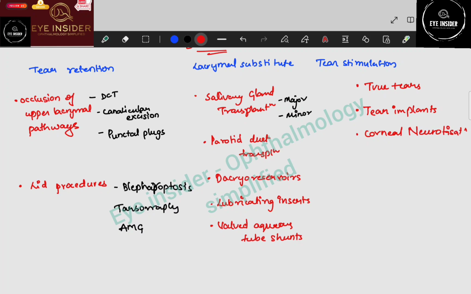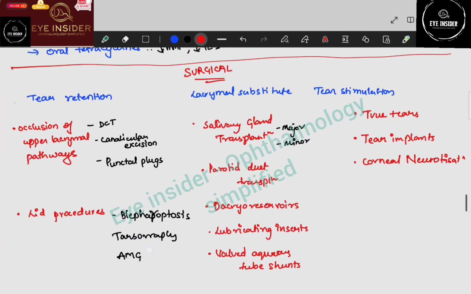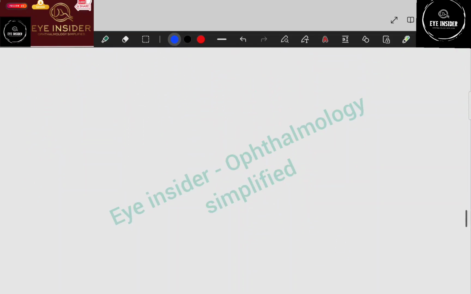In tear stimulation, we have TrueTear. These are the recent advances. Then we also have tear implants and corneal neurotization. So this was regarding the surgical management.